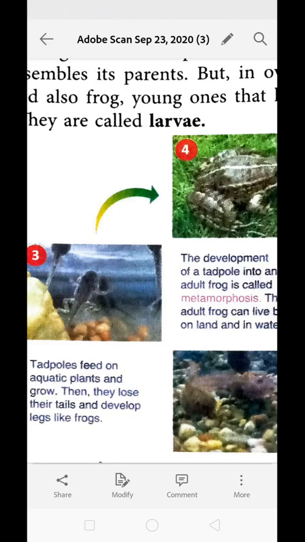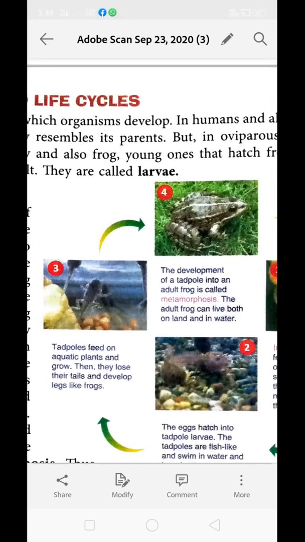The change in its form and shape from larva to adult is called metamorphosis. Thus, we can say in the life cycle of a frog, the three distinct stages are: first egg, then larva, and then larva to adult. Clear? Which larva is found in the life cycle of a frog? That is the tadpole larva. Clear?